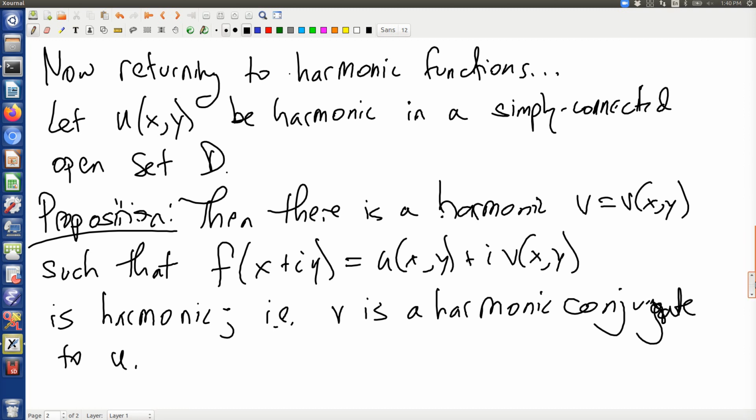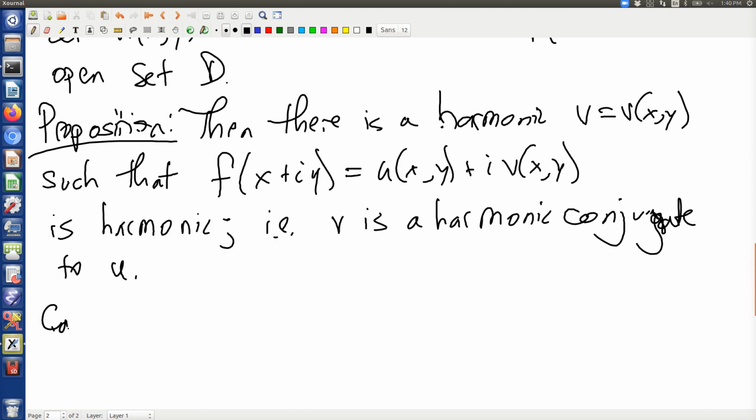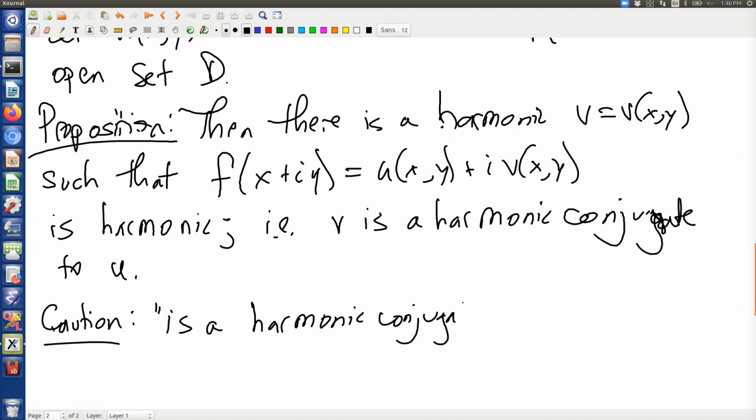And caution is in order here. A harmonic conjugate is not symmetric. Which is to say that if v is a harmonic conjugate of u, it's probably not the case that u is a harmonic conjugate of v. You can't just switch real and imaginary parts of an analytic function to come up with some other analytic function. Okay, with that little caveat aside, let's now set about our task.